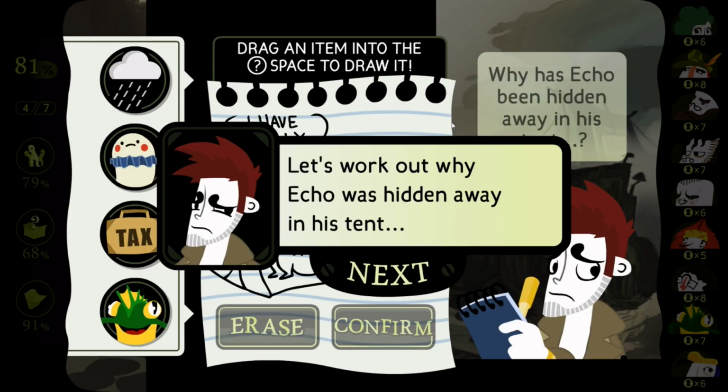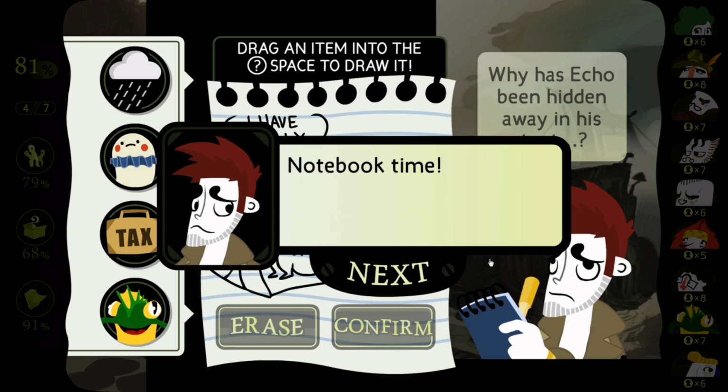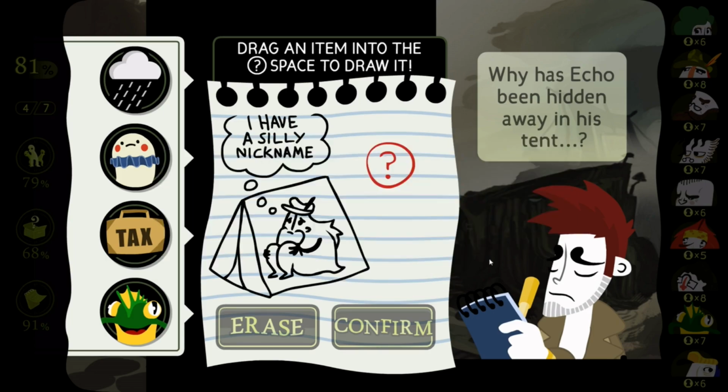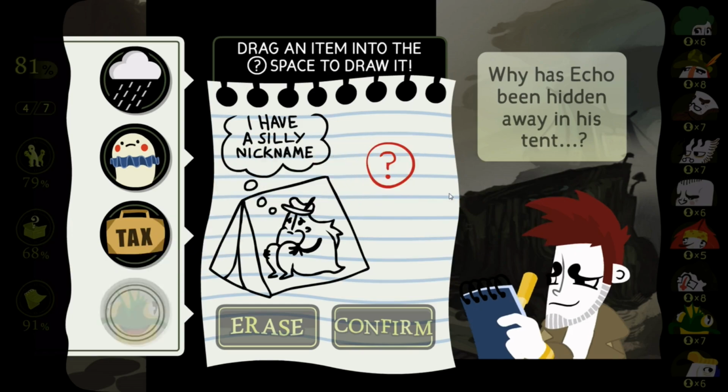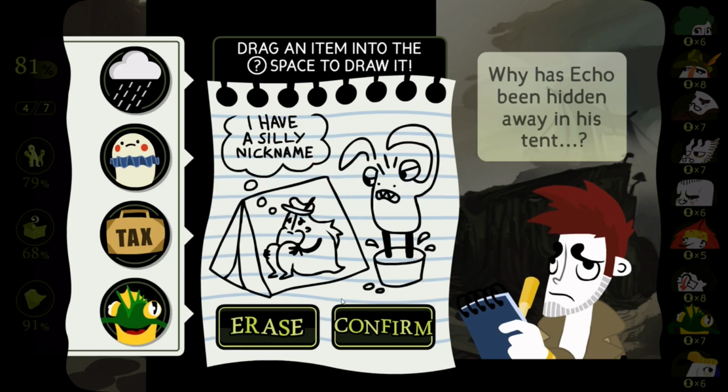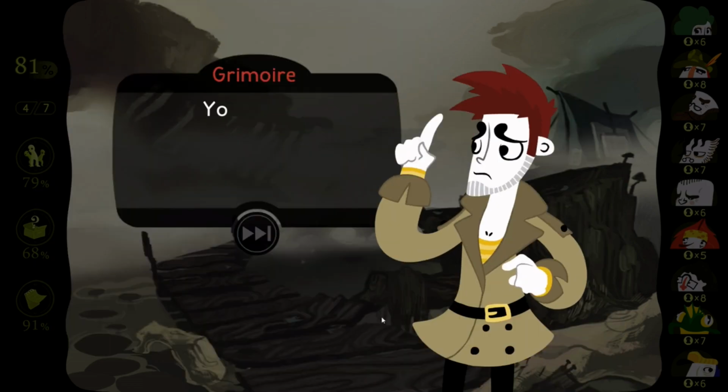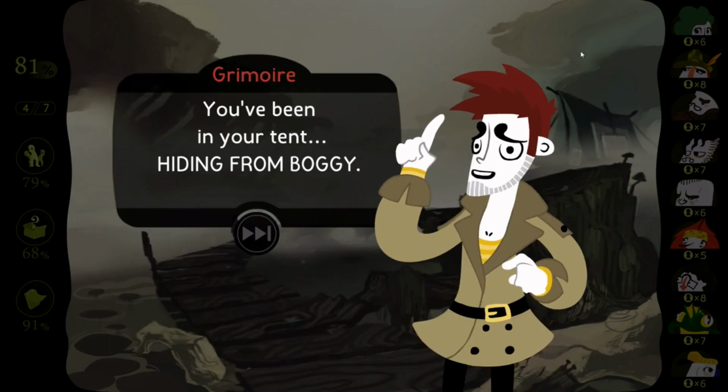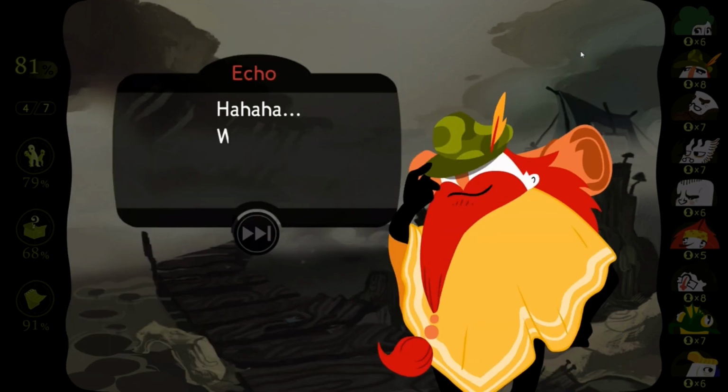Let's work out why Echo was hidden away in his tent. Notebook time. You've been in your tent hiding from Boggy. Why not?